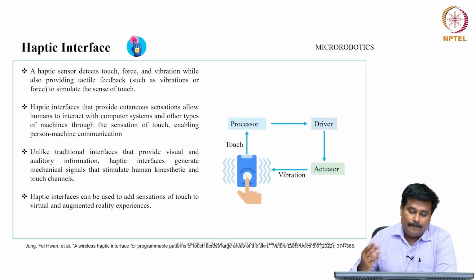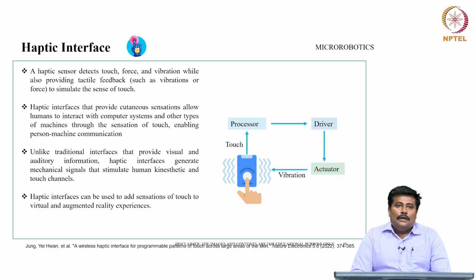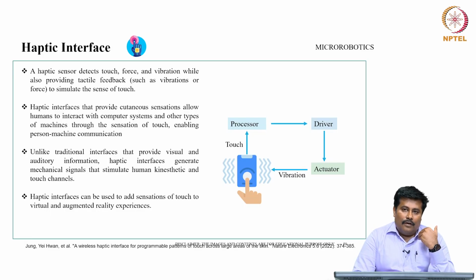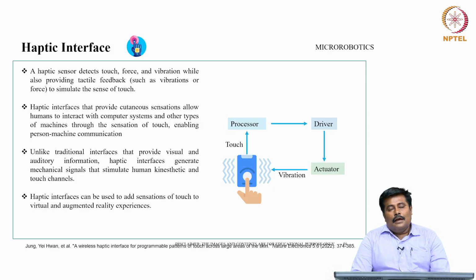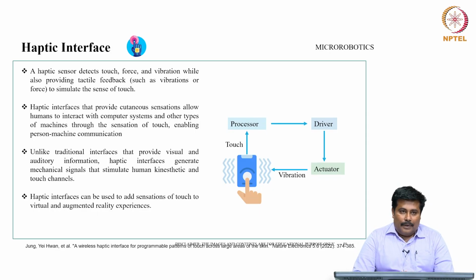As far as the haptic interface is concerned, this haptic sensor detects touch, force and vibration while also providing tactile feedback such as vibrations or force to simulate the sense of touch. The haptic interface provides a continuous sensation which allows humans to interact with computer systems and other types of machines through the sensation of touch, enabling person-machine communication. So it's a kind of man-machine interface which can be specifically established using this haptic interface.